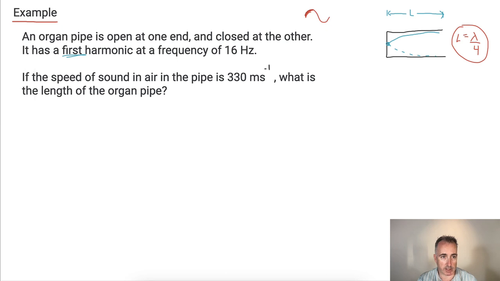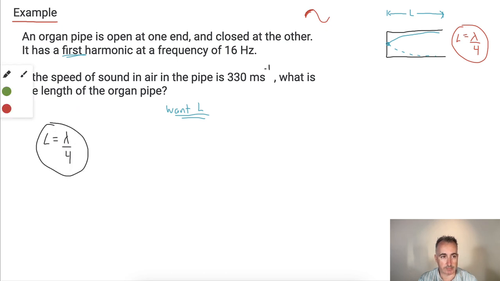So let's see what we're looking at now. The question says, if the speed of sound in air in the pipe is 330 meters per second, what's the length of the organ pipe? We want L. Now we have an equation already for L, don't we? We know that L equals lambda over 4. Well, that's pretty nice. We just need to find lambda, I guess. Because we don't know it, we'll need to know lambda. So how do we find lambda?